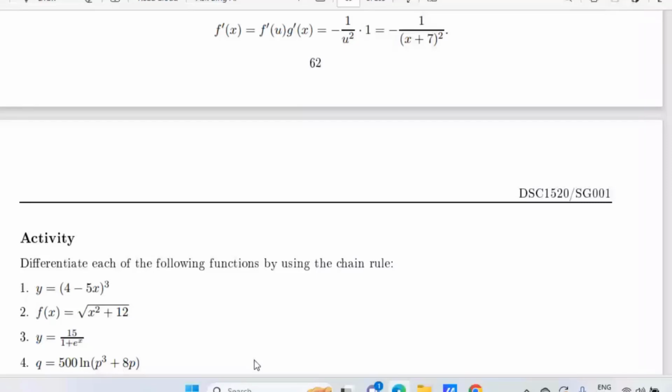It's a plus because u is equal to p3 plus 8p. I was just quickly writing and I forgot to put across. It's a plus. It's p3 plus 8p. Just a mistake.